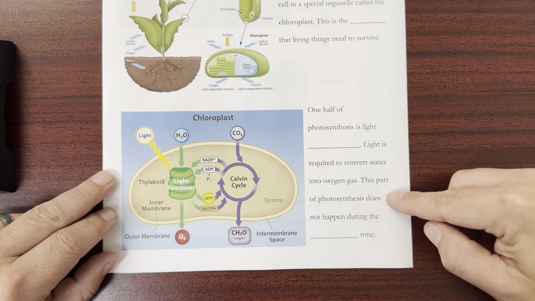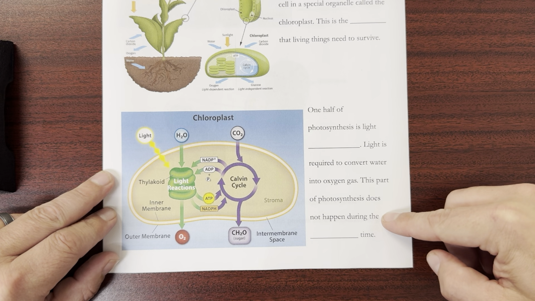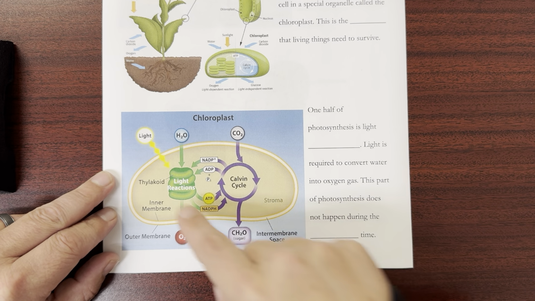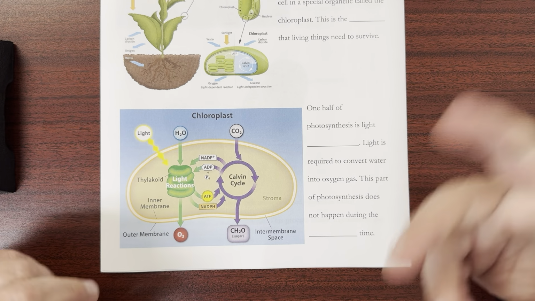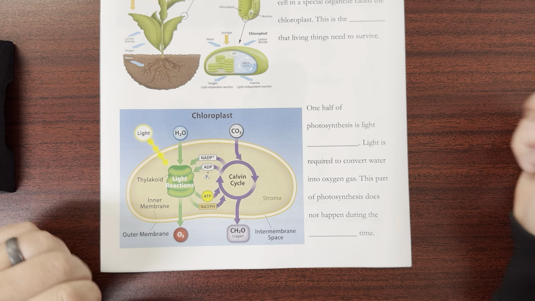This part of photosynthesis does not happen during the nighttime. It only happens during the day when you have light, or if you had grow lights for plants in a house or something.